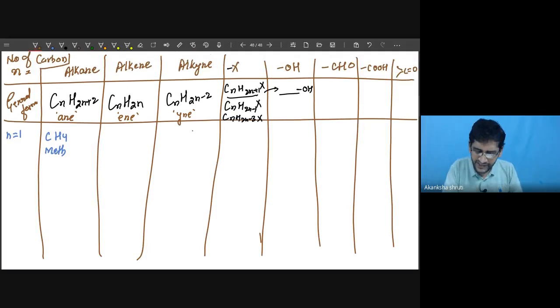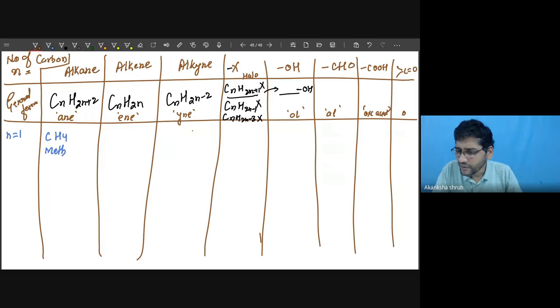In this case, the prefix halo is used. In this case, the suffix we have already written earlier, the same thing I am writing: OL is used. In this case, AL is used, because you have to keep in mind all these things. As much as you can practice, you can keep in mind for a longer time. So please write as much as you can at home also, in addition to this class. Then oic acid will be used as suffix, then one will be used along with the position. Okay, it is like this.